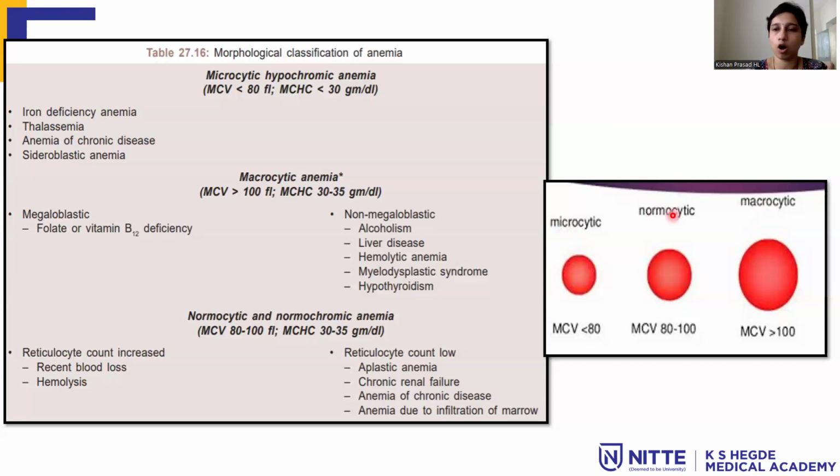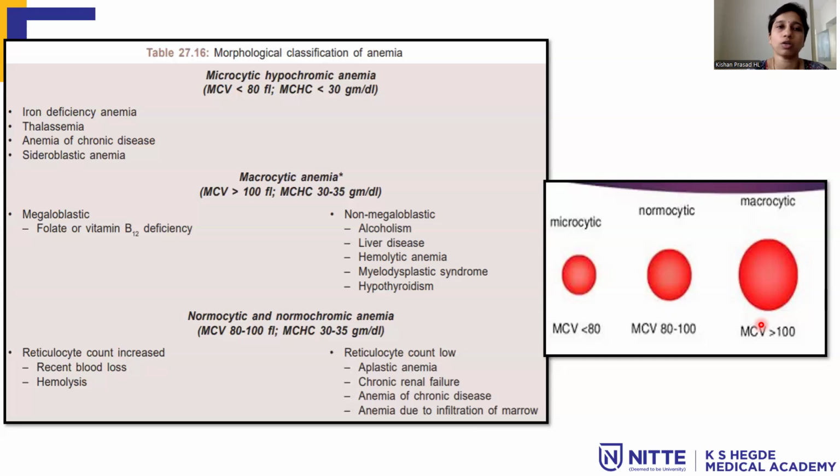Based on the morphology in the peripheral smear, they can be classified as macrocytic, microcytic if it is smaller, or normocytic. And based on the chromia, we can classify it as either hypochromic or normochromic. Based on the red cell indices, if it is between 80 to 100, it is normocytic. If it is less than 80 femtoliters, it is microcytic. If it is more than 100 femtoliters, it is macrocytic. If MCH and MCHC are less than the required amount, it is hypochromic. If it is within normal range, it is normochromic anemia.